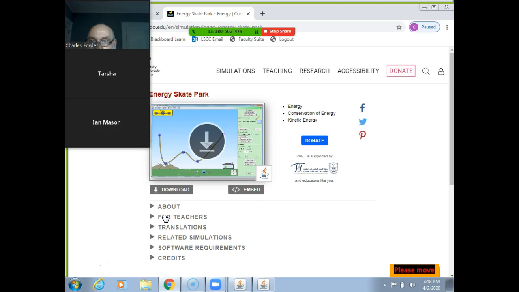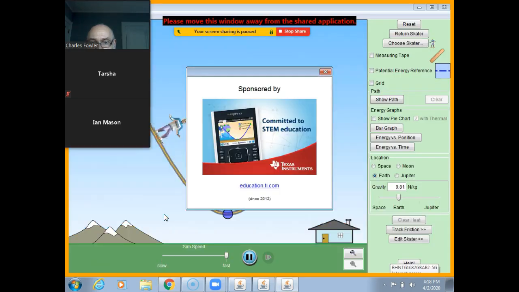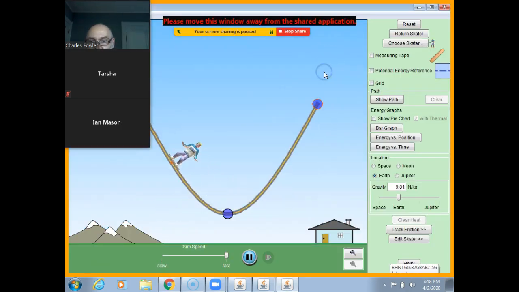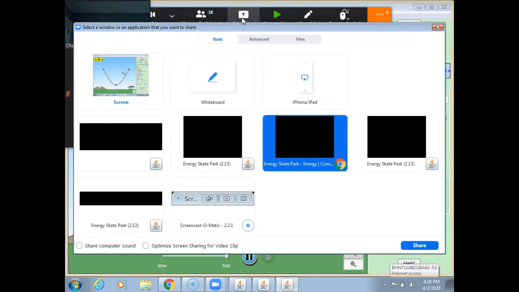All right. Hopefully it's going to start soon. There it is. Okay, can you see the skate park now? The guy going back and forth. Okay. So I've got to come back here and do a new share again.